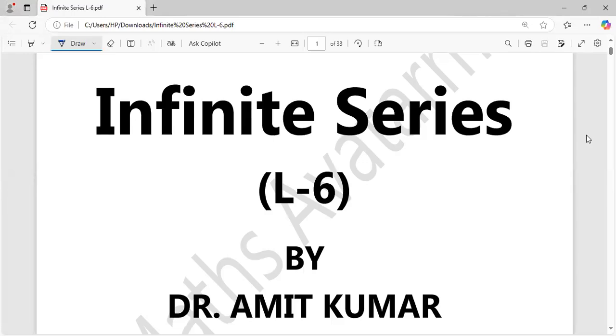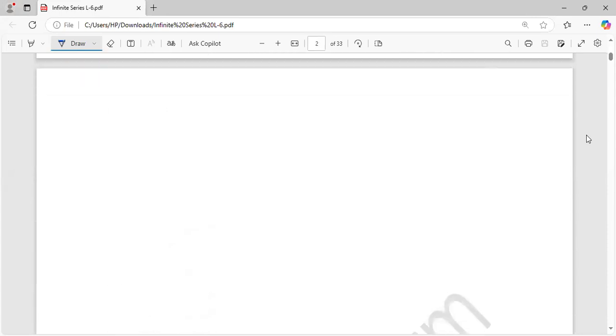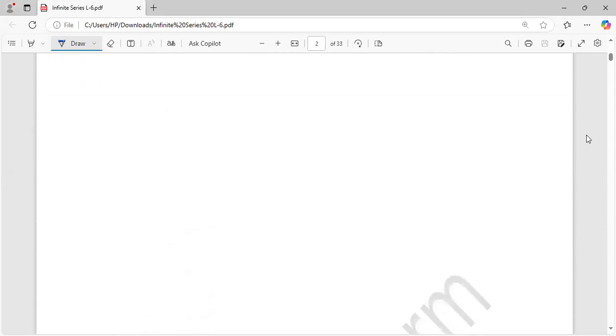Today we are going to see the sixth lecture on infinite series. We will study the integral test. This is a very important test to check convergence of a series. So, before the integral test, I would like to write a remark.